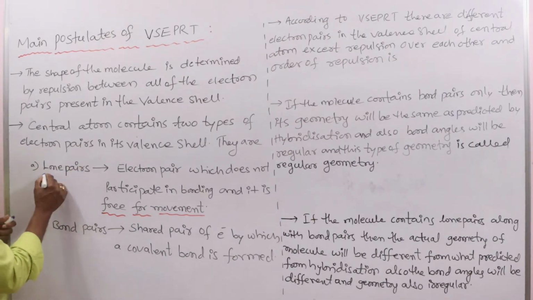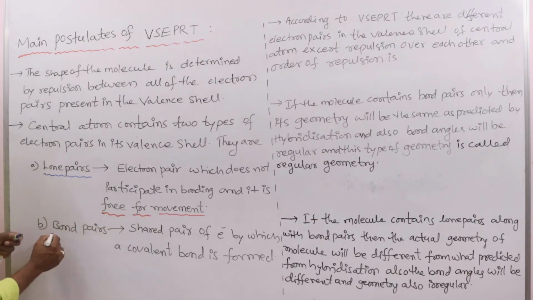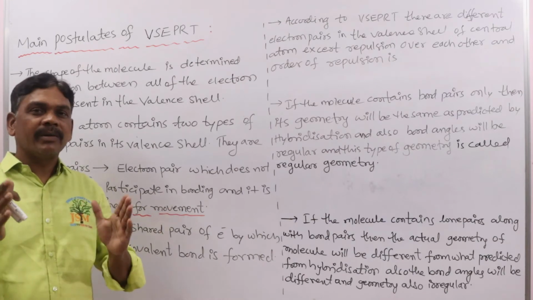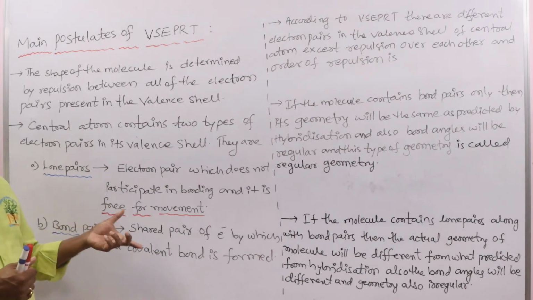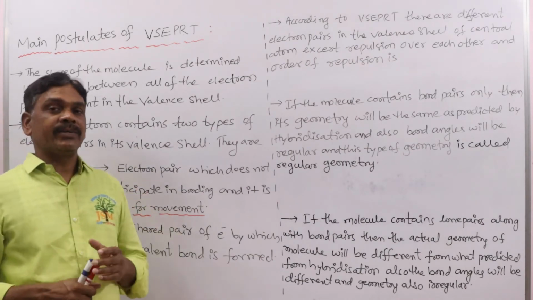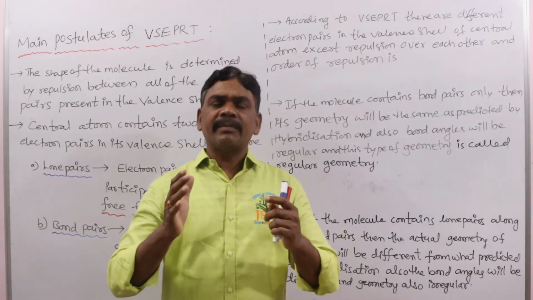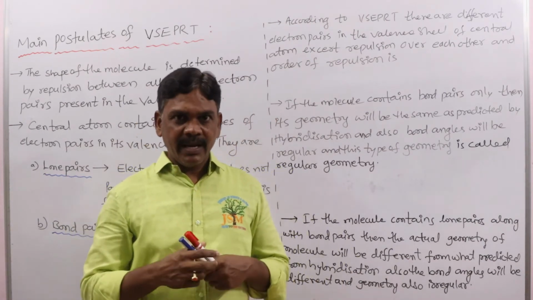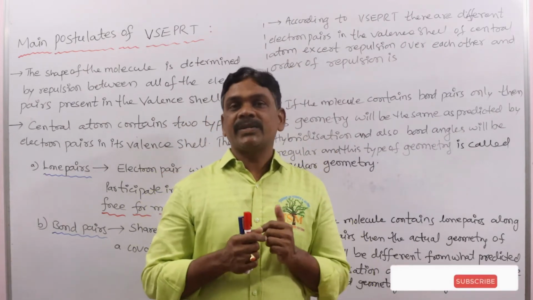So lone pairs are free for movement. The next one is bond pairs. What are bond pairs? Shared pairs of electrons by which a covalent bond is formed. These are the two types of pairs present at the central atom in the valence shell. If the central atom contains bond pairs along with lone pairs, repulsions compulsorily take place between them.